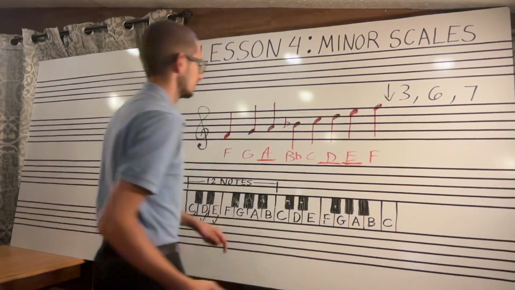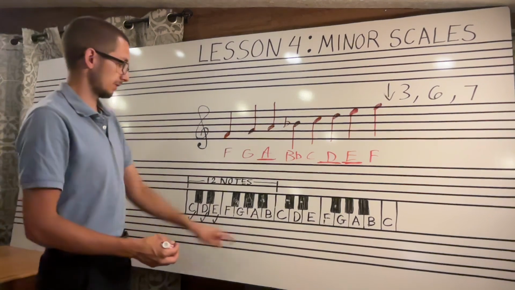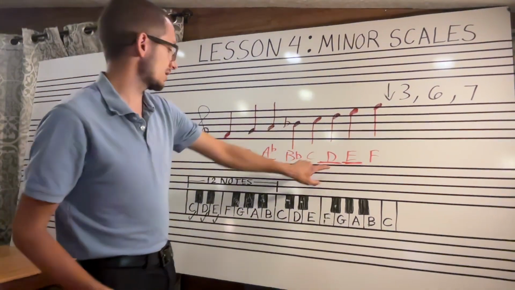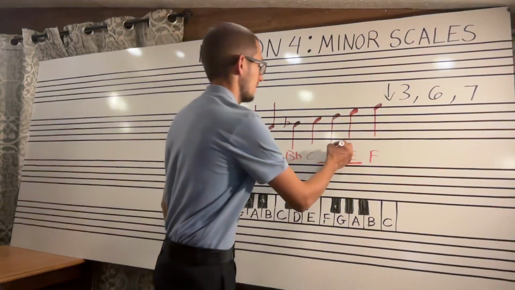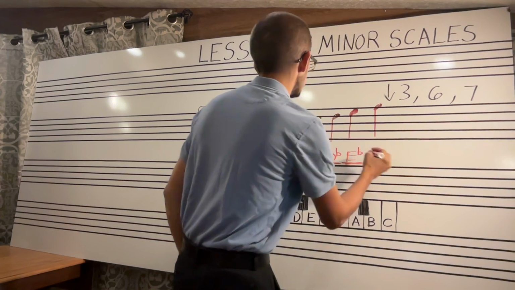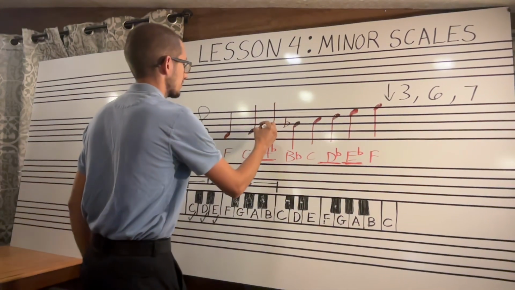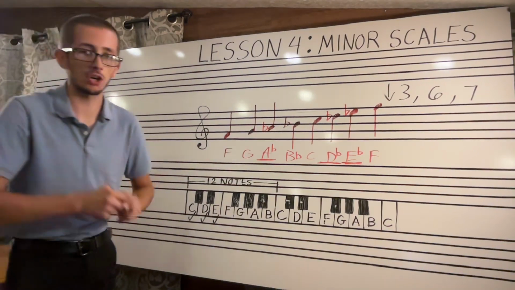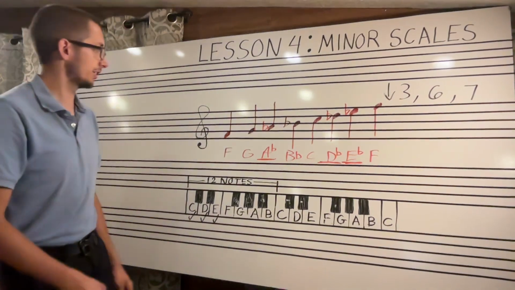So if we lower the A, that A will become an A flat. Lower the D and that becomes a D flat. Lower the E and that becomes an E flat. And now let's put our flat symbols on the notes themselves. Now that is our F natural minor scale.